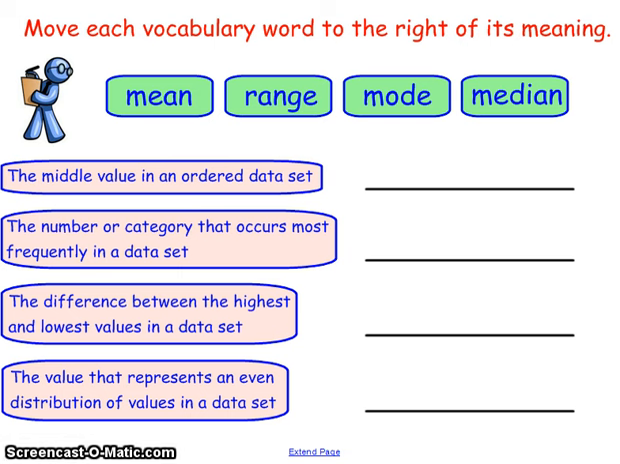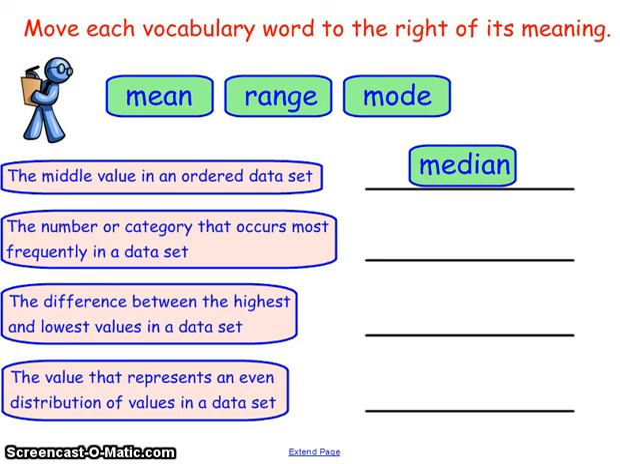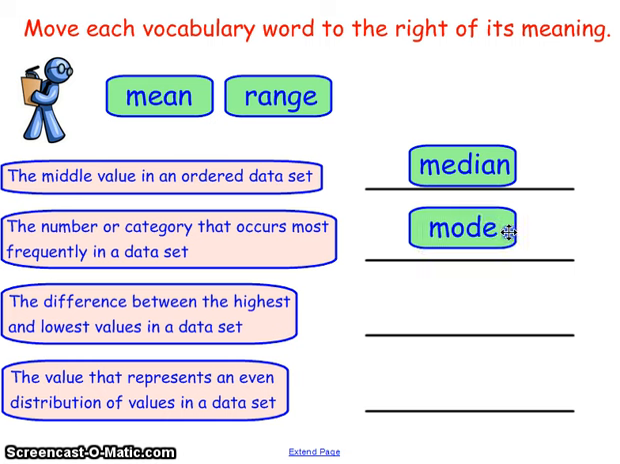The middle value in a set of ordered pairs is the median. I always like to think of the median in the road. It's the middle of the road. The number or category that occurs most often is the mode. When I think about mode, I think of a mode of transportation, and the most common mode of transportation is walking, because once we get to our destination, we walk around from place to place while we're there.